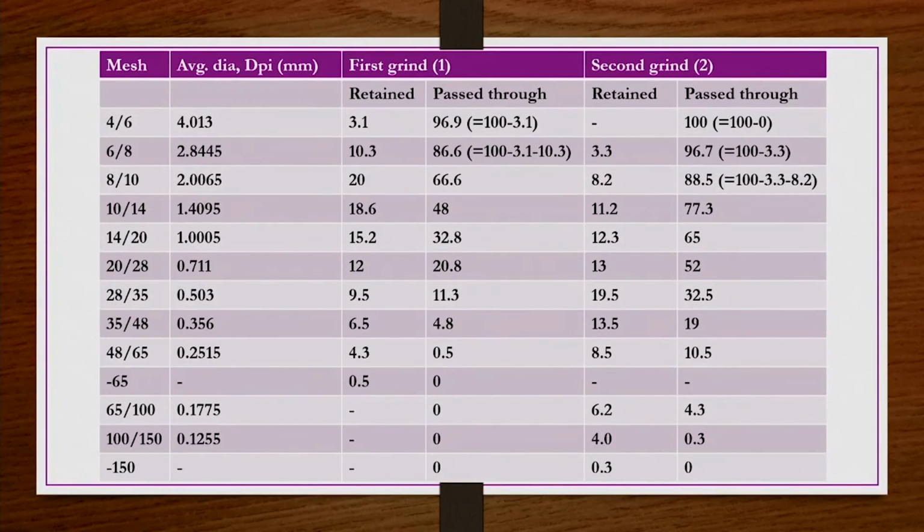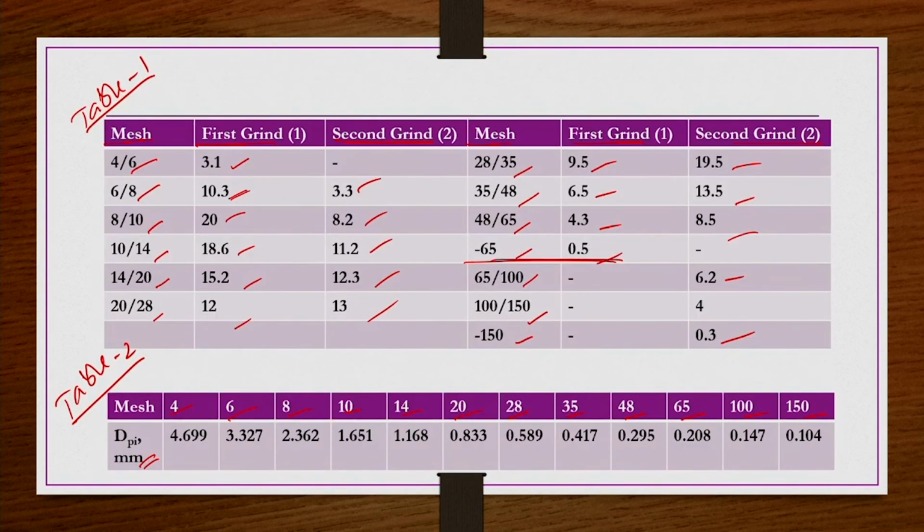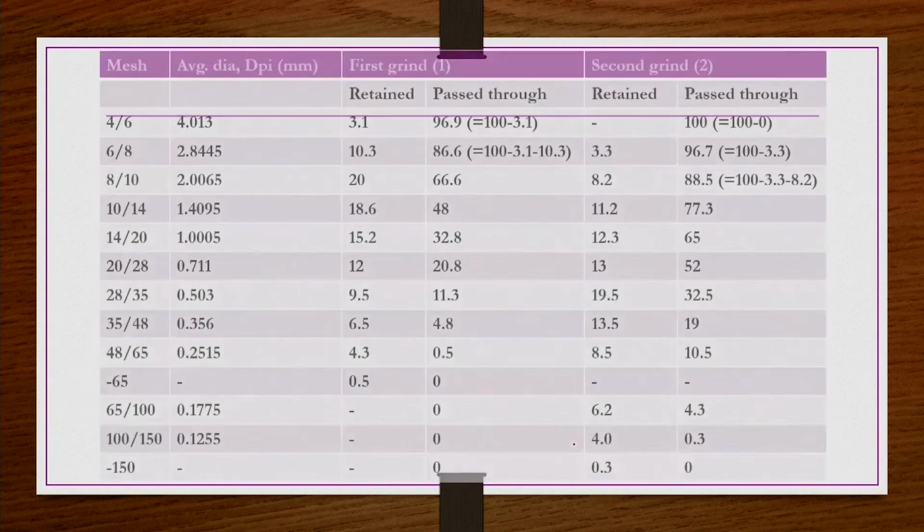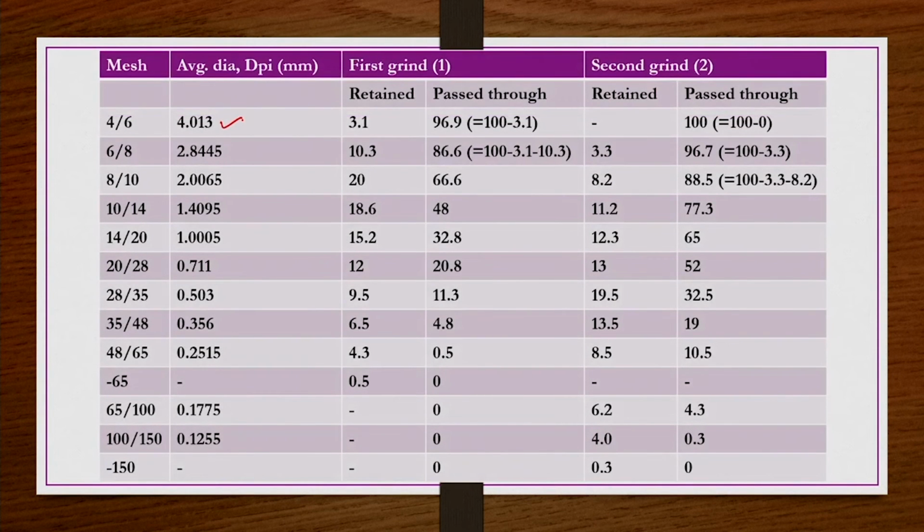Whatever the differential analysis process that we have seen previously, that data is given here. From here we are going to calculate the power requirement. So, the same thing we are going to tabulate. The mesh size, so the average size of 4 by 6 is nothing but the average of 4.699 plus 3.327 divided by 2, that comes out to be 4.013. Like that, the average diameters for all these are calculated and provided here.